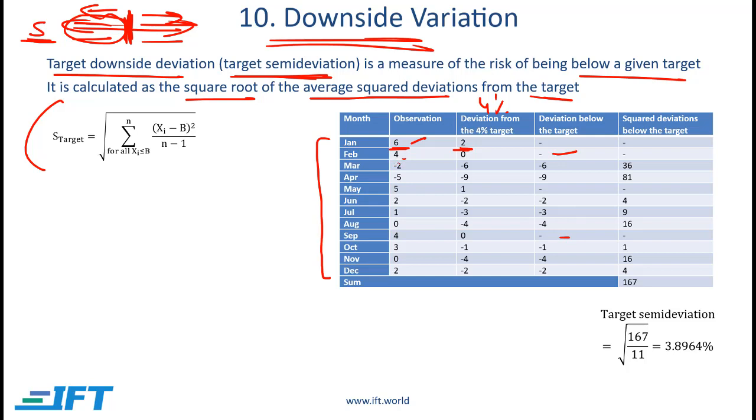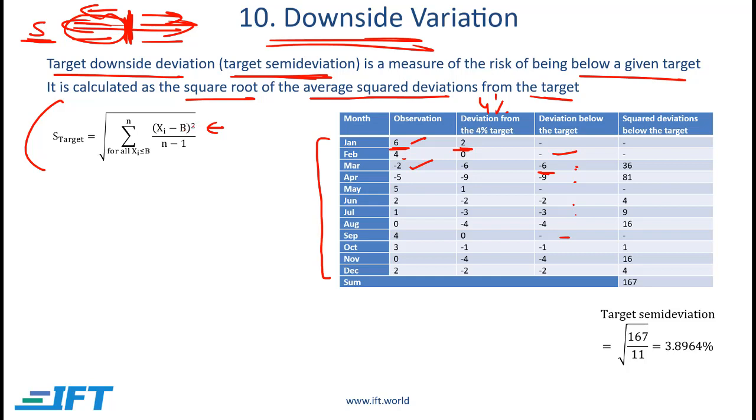On the other hand, when we are below 4%, such as over here, in March, the return was -2. So relative to the target, the deviation is -6. So we need to come up with all these numbers which are below the target value. And once we have these numbers, we take the square. So that's this thing over here, each number minus B. B is the target value, which in our example is 4. So we take the difference and square.